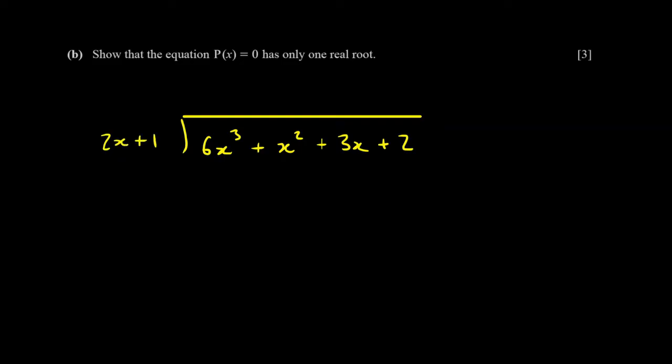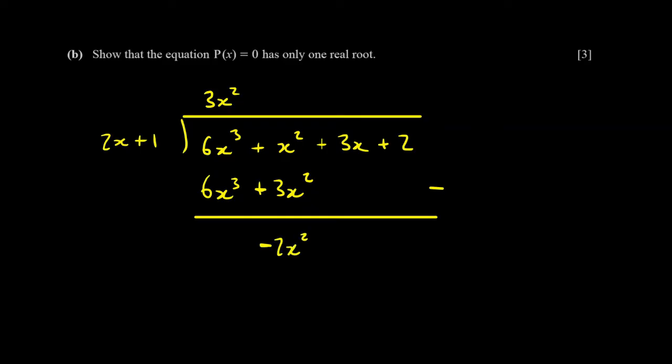Okay, so how do we do polynomial division? Well, this guy here is what we call the leading term, 6x cubed. So we're going to divide that by 2x. 6x cubed divided by 2x is 3x squared. I then take that 3x squared and I multiply it with the divisor here. If I do that, I get 6x cubed plus 3x squared. And having done that, I'm then going to subtract this off from our polynomial. So we're going to do 6x cubed minus 6x cubed, which is 0. x squared minus 3x squared is minus 2x squared. So I get minus 2x squared there, plus 3x plus 2.